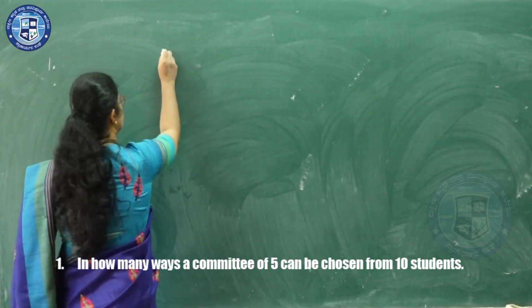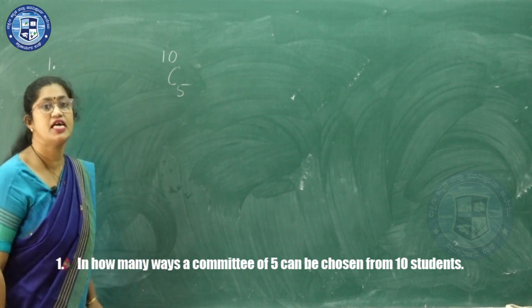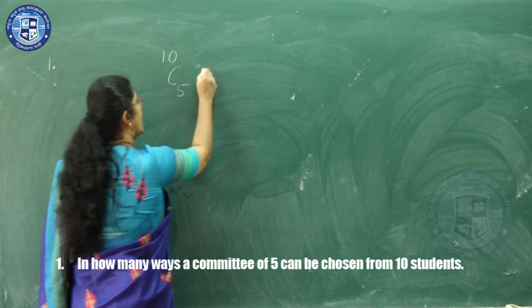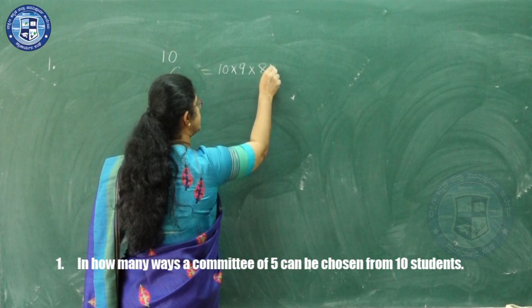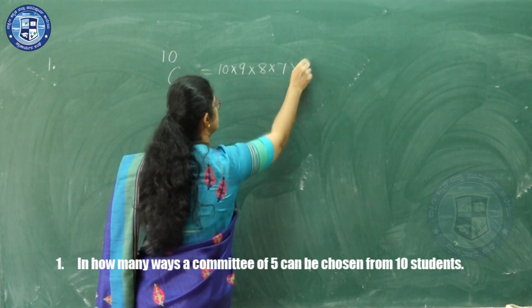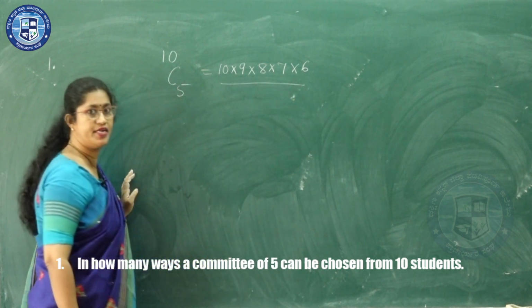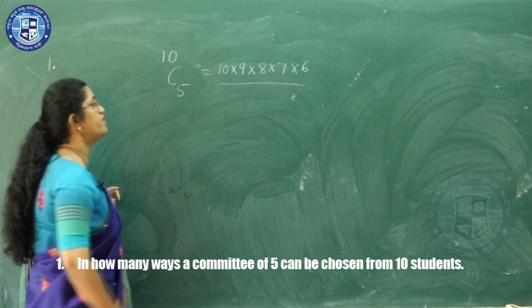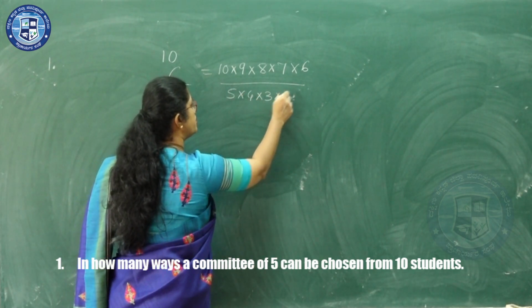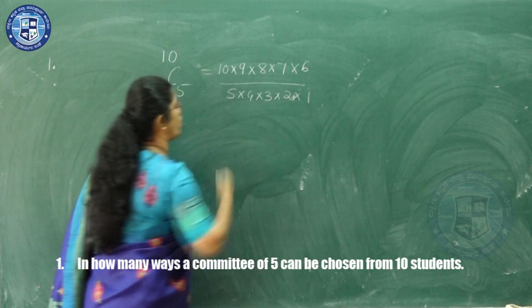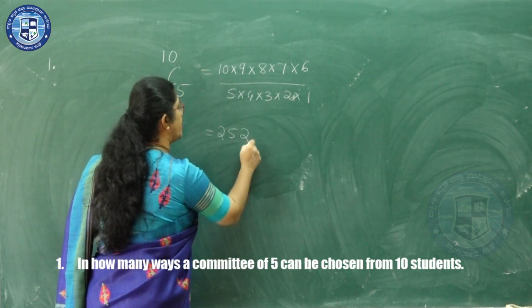So the different ways of choosing 5 people from 10 is 10C5, and that is 10 into 9 into 8 into 7 into 6, starting from 10, 5 factors, divided by 5 factorial, because it is C. 5 factorial is 5 into 4 into 3 into 2 into 1. And this will give you 252.